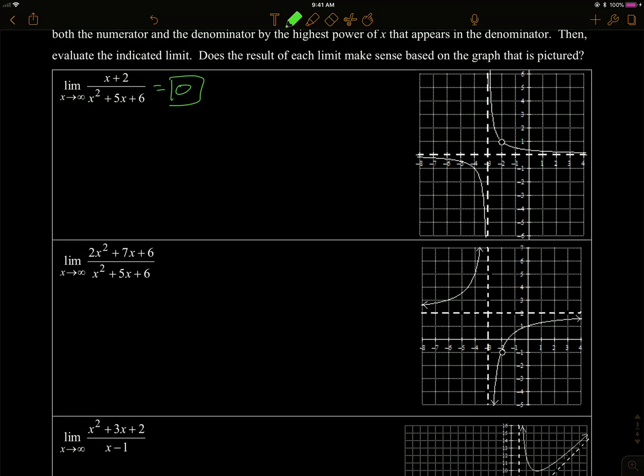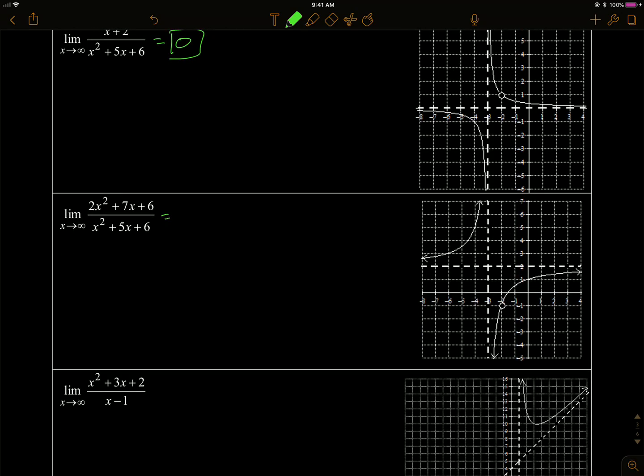When the degrees match, like this guy, I know that there's a horizontal asymptote at 2 over 1, which is 2. So if there's a horizontal asymptote at 2, that means the end behavior is 2, whether I'm going to positive infinity or negative infinity.